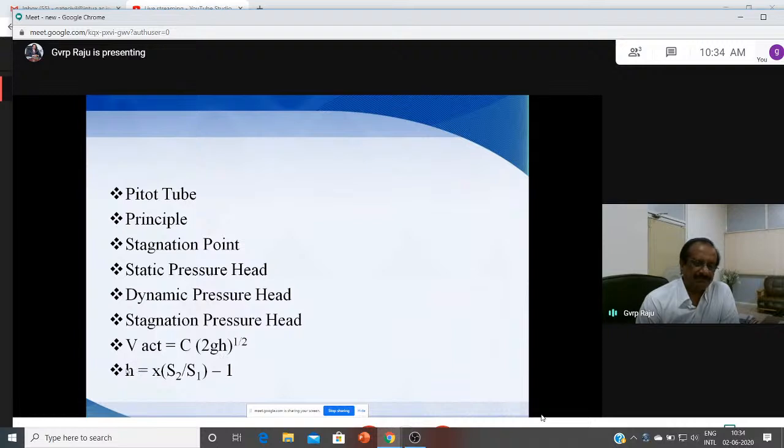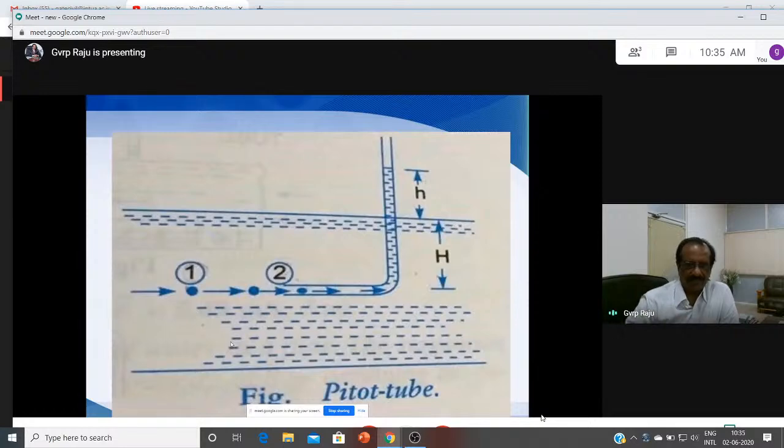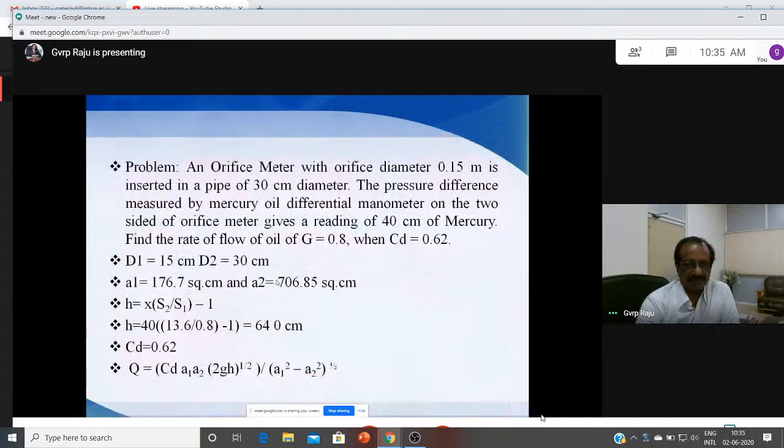You can also use a manometer. H is equal to x times (S2 by S1 minus 1). The coefficient of the Pitot tube is equal to V actual by V theoretical, where V theoretical is square root of 2gH. This is the Pitot tube we discussed yesterday. This H is the dynamic head, this is the static head, and the total head is also called the stagnation pressure head. As the velocity is reduced to 0, this is the stagnation point. And these are the problems here.